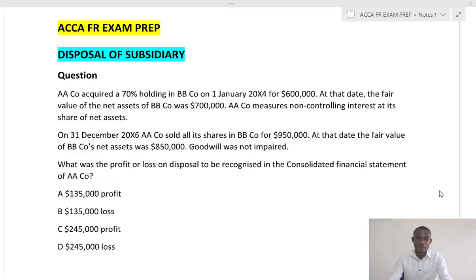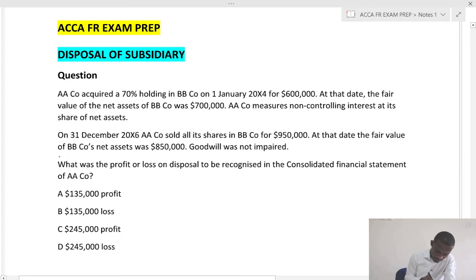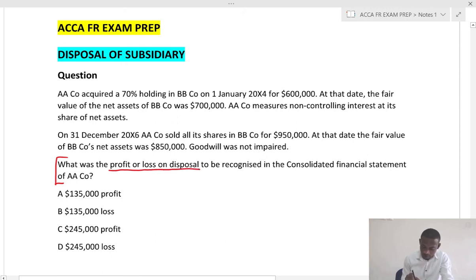My name is Adam. In this video, I'll be taking you through how to account for gain or loss on the disposal of a subsidiary. Now let's look at the question. As always, starting with the requirement. What was the profit or loss on disposal to be recognized in the consolidated financial statement of AA Co?